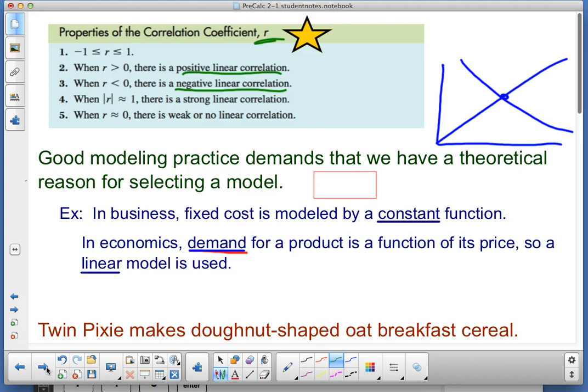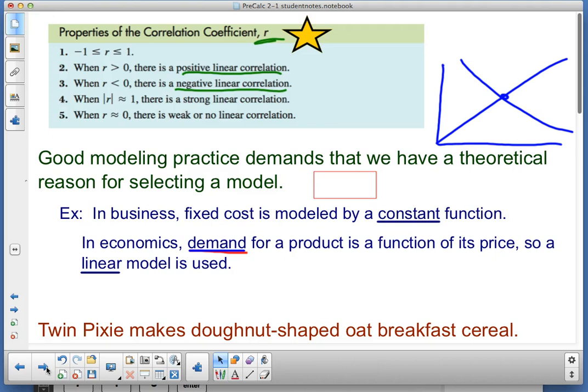Good modeling practice demands that we have a theoretical reason for selecting a model. The models I'm talking about are linear, quadratic, quartic, logistic. We'll be able to pick them. We'll talk about it. Don't stress. Those are all models we can use, and this correlation coefficient will help us out with them.